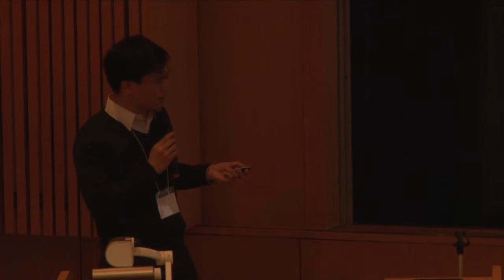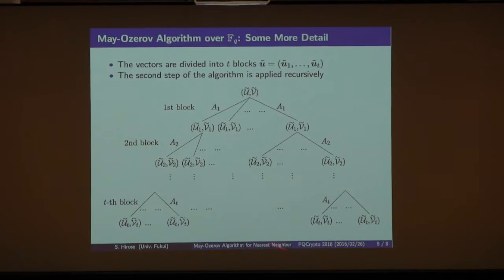And this is an overview of the May-Ozerov algorithm of F_q. And this algorithm repeats these two steps, m to the order of q to the 3 times. So it is still polynomial in the length of the vectors if q is a constant, but it is huge in general. And the first step is the randomize and filter step.